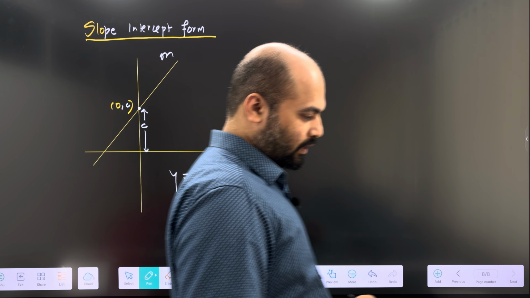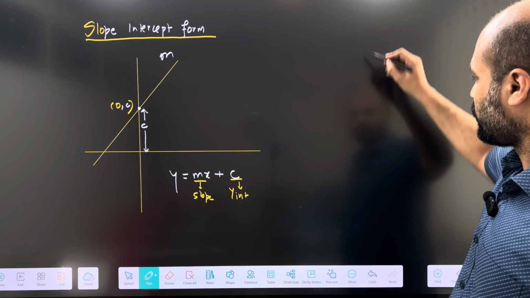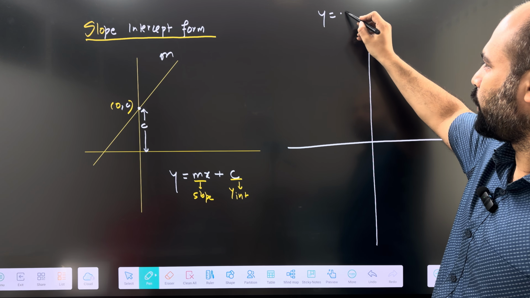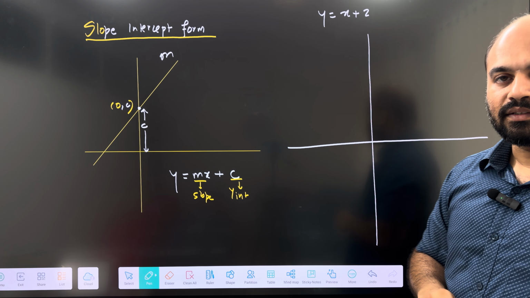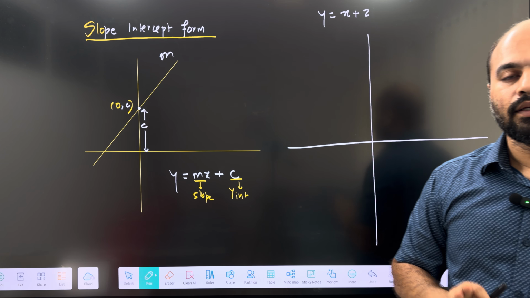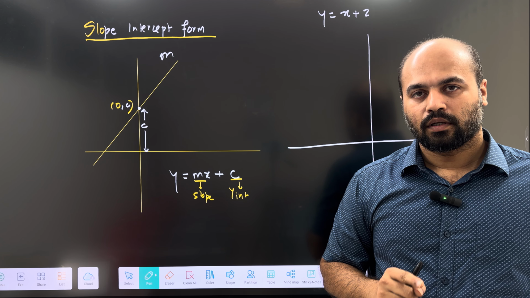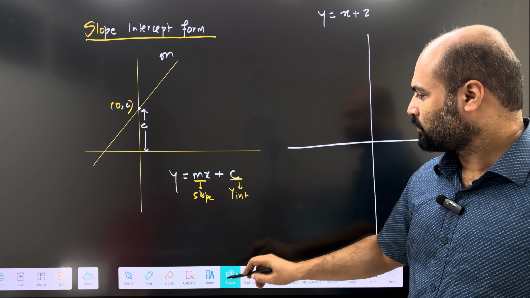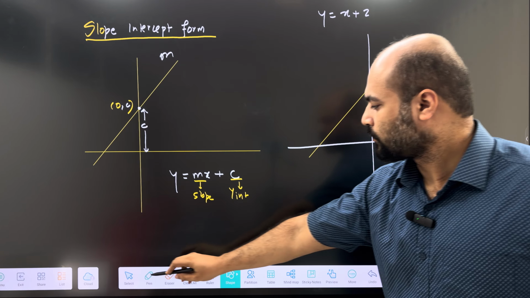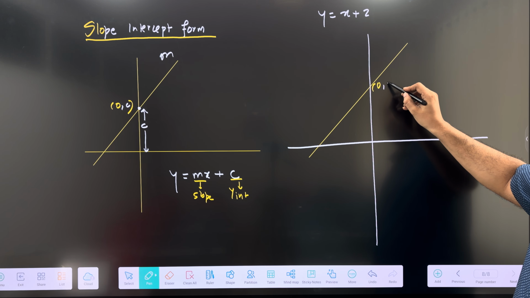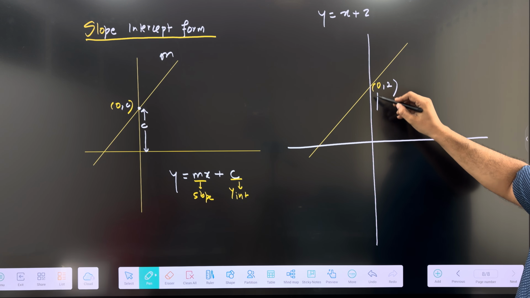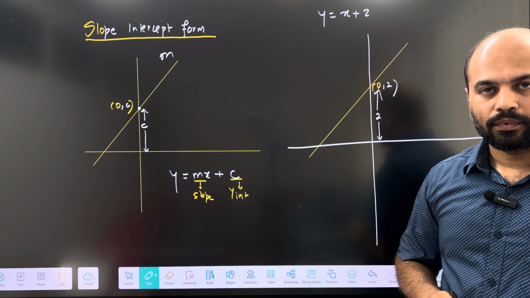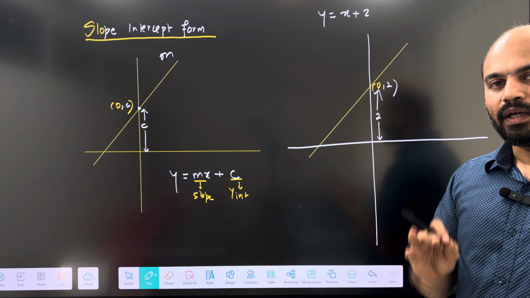Suppose I tell you that the equation of the line is y is equal to x plus 2. What does it mean? It means that the slope of the straight line is 1 and the y-intercept is 2. So this line is going to look something like this. This point is 0, 2, and this y-intercept is of course 2. The slope is positive. What is the slope? You can clearly see that the slope is 1.